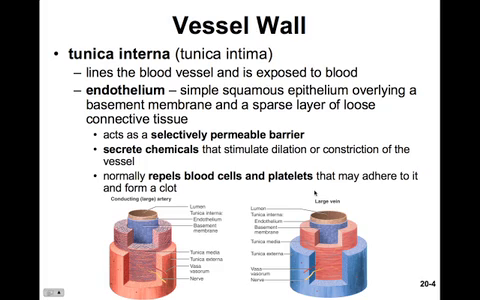The endothelium of it is simple squamous epithelium, which overlies the basement membrane and a sparse layer of loose connective tissue. It acts as a selectively permeable barrier, and it secretes chemicals that stimulate the dilation or constriction of the vessel. Normally, it repels blood cells and platelets to prevent clots from forming.